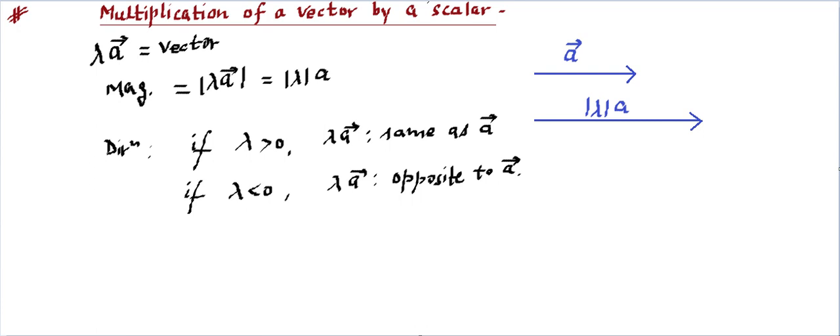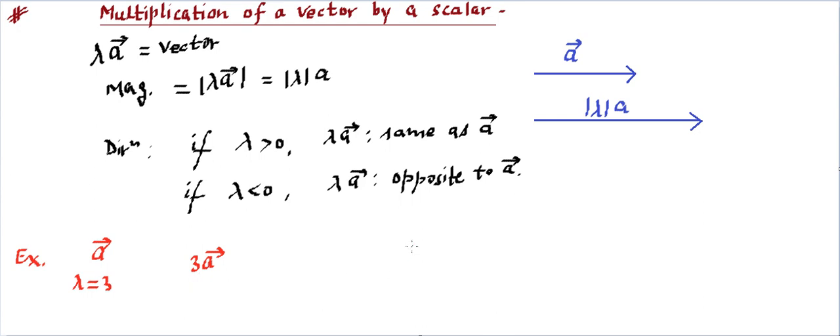A simple example can illustrate it much better. Let's say we have a vector a, and we multiply it with lambda. Let's say the lambda value is 3. In this case we will have the 3a vector. This 3a vector will keep the vector in the same direction because 3 is a positive number, and it will increase the length 3 times.